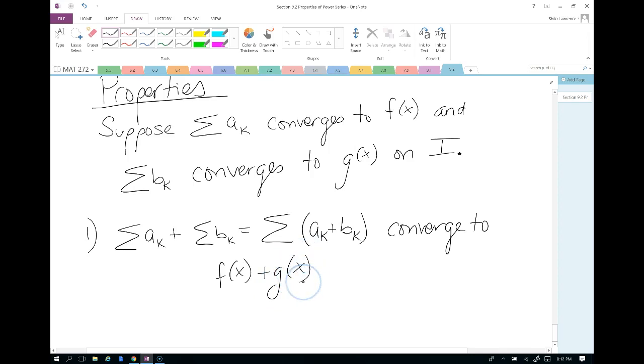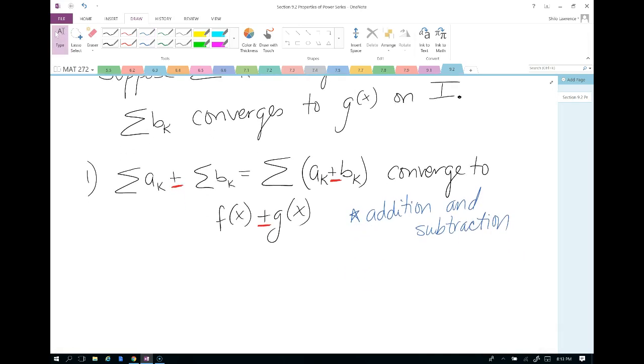That's going to give us a brand new function, f of x plus g of x, and we don't have to go through the whole Taylor polynomial process that we learned in 9.1 to figure it out. We can just add the two series together. And this actually also works for subtraction. So we could subtract those two series and get the difference of those two functions. So we can do a lot of addition and subtraction combinations to create new functions.